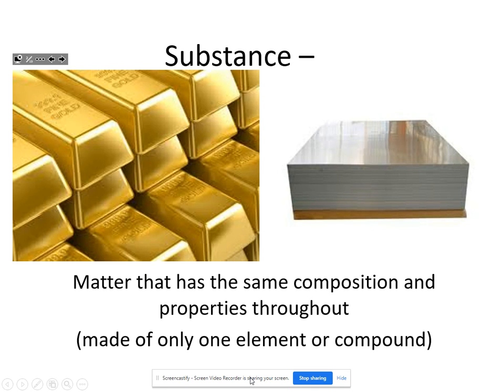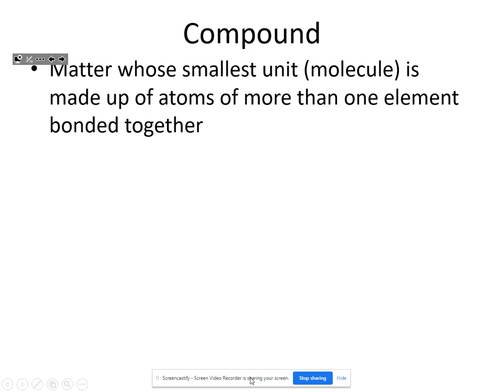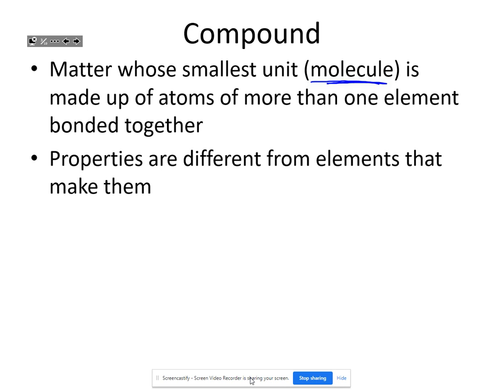Now, a compound is something that's a little bit different. It's more specific. A matter whose smallest unit, a molecule, it must be a molecule, is made up of atoms of one or more than one element bonded together, like H2O. H2O is a compound. The properties are different from the elements that make up the compound.